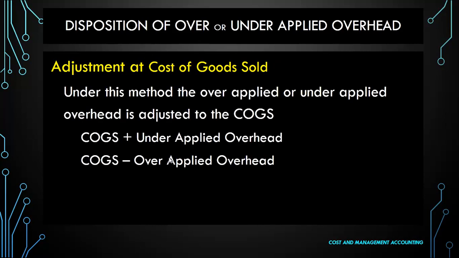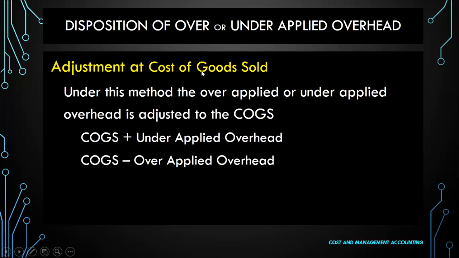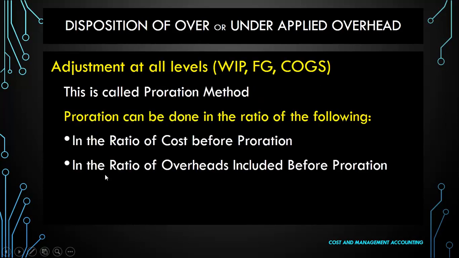So let us take the first method, which is adjustment to the cost of goods sold. That means we don't make any adjustment at the work in progress and the finished goods, but straight away at the cost of goods sold. Find the excess amount and adjust it to the cost of goods sold. If there is an under applied or under absorbed overhead, add it, and if it is over applied, then deduct it from the cost of goods sold.